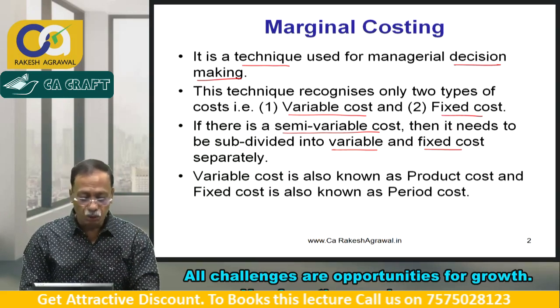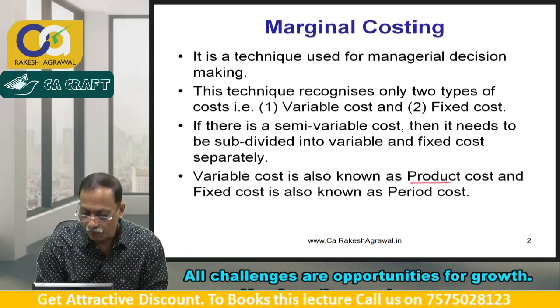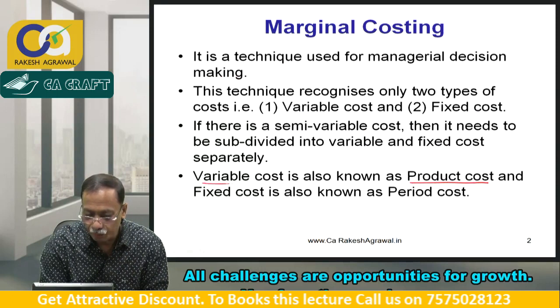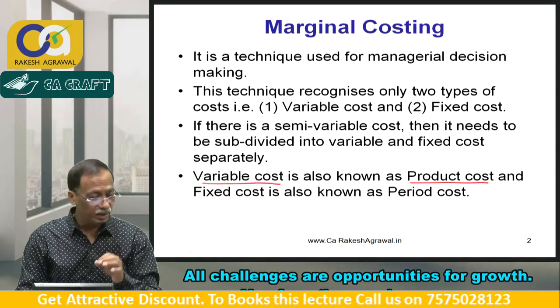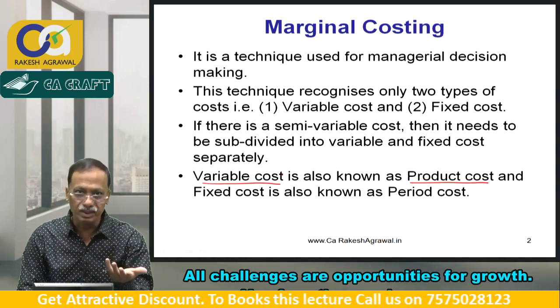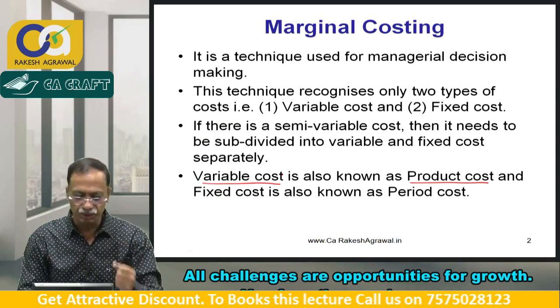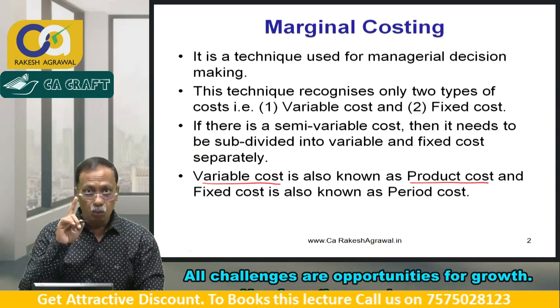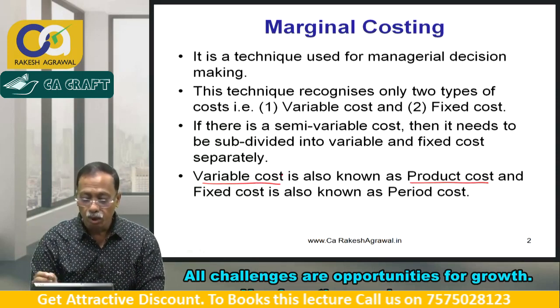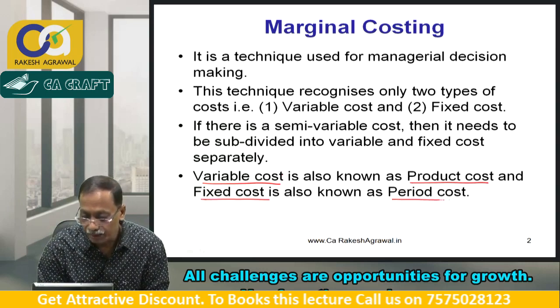Variable cost is also known as product cost. Very important. Variable cost is also known as product cost. My dear friends, if out of this you want to write anything, that is your choice. Out of my presentation, if you want to take down anything in your notebook, you may do so. That's your choice. Okay. Now, variable cost has an alternative name called product cost, and fixed cost has an alternative name. It is called period cost.